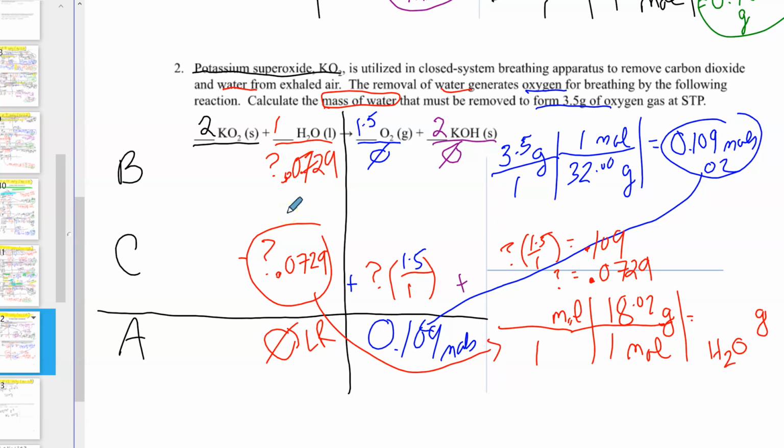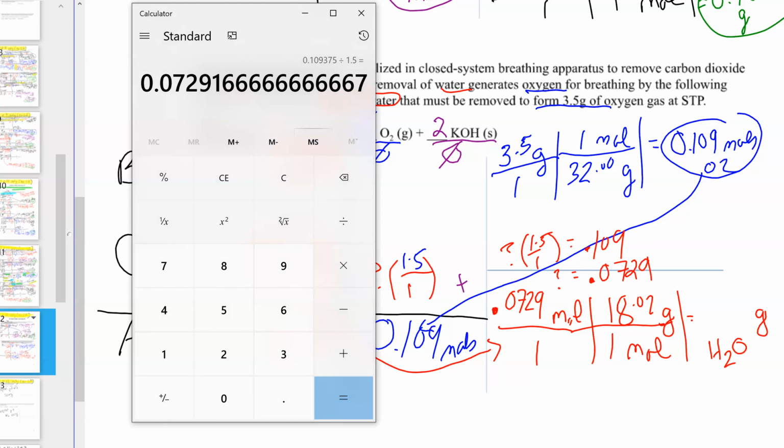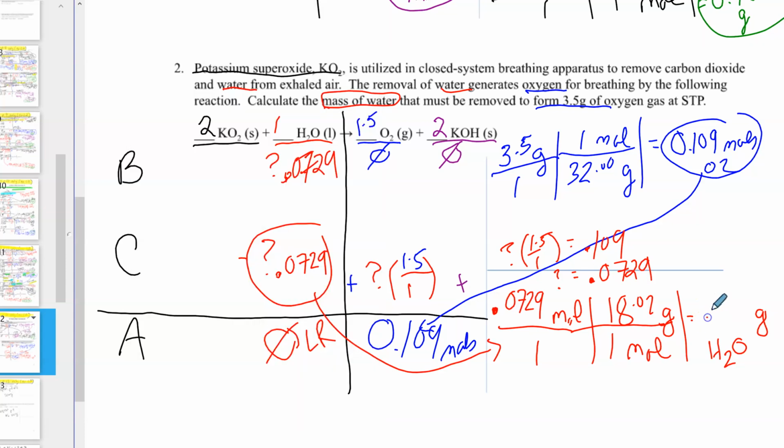Okay? But they don't want to know moles of our water. They want to know the mass. So we've got to take that same number, 0.0729 moles of water, which we just solved for, and multiply by the molar mass. Hopefully that same number is in your calculator. Multiply it by water's molar mass from the periodic table, and we get an answer of 1.313 grams of water. They want 2 sig figs. So right here is our 2 sig figs: 1, 2. The 1 can't round up to 3. That means my final answer is 1.3 grams of water.